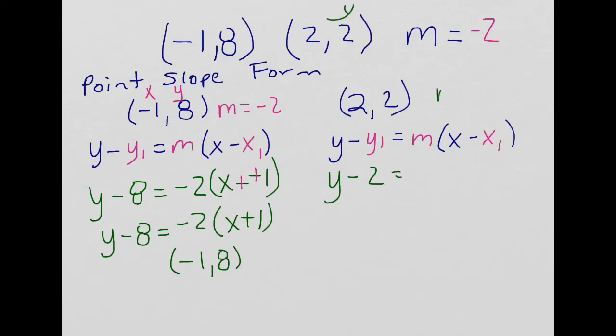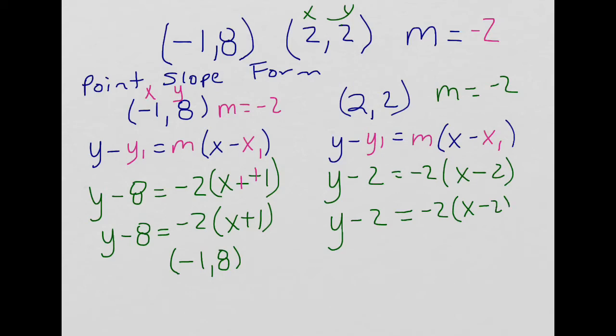Equals, and now my slope is negative 2, so negative 2 times x minus, and then I'm using my x, which is going to be 2. So I don't have to simplify anything, so my answer for this one will be y minus 2 is equal to negative 2 times x minus 2. You'll notice that they both match, so that is my answer.